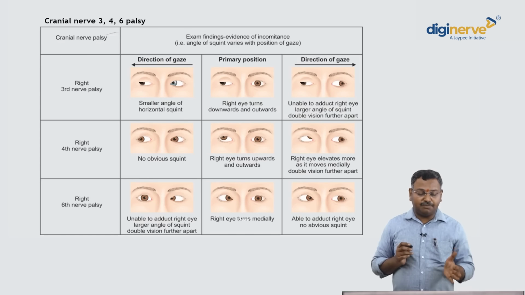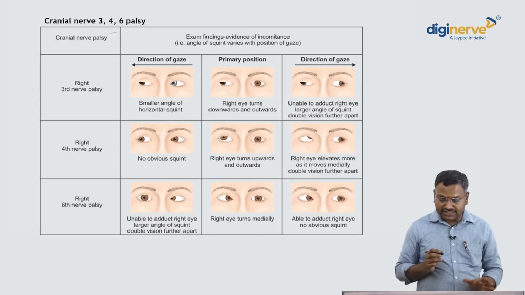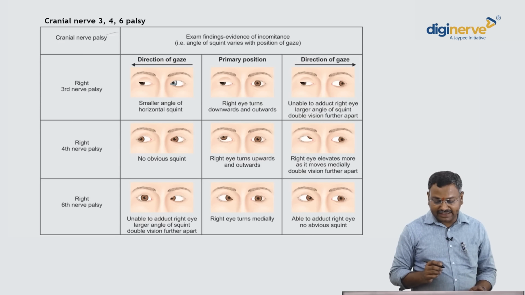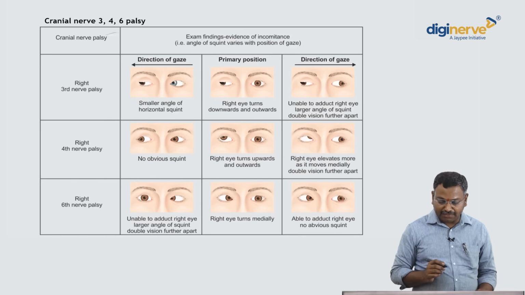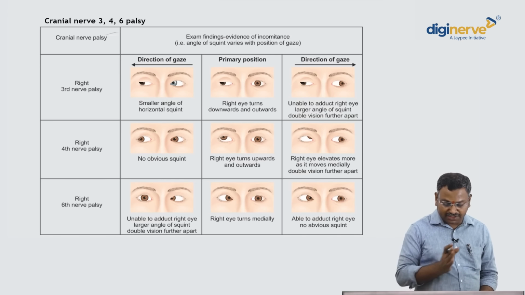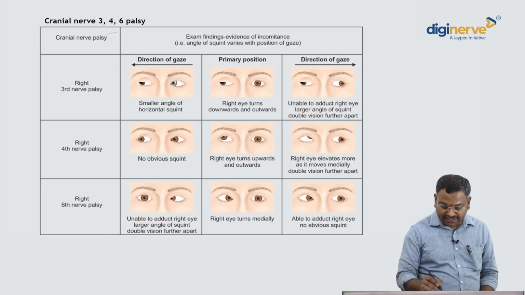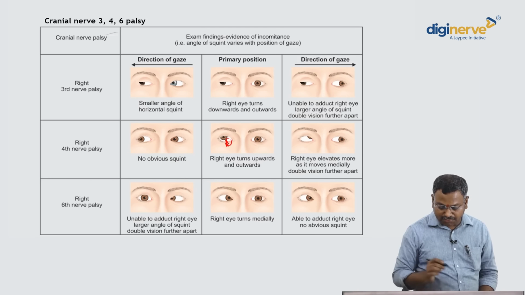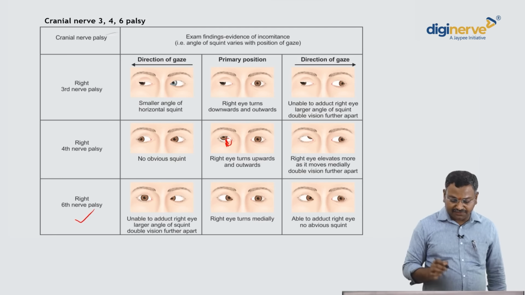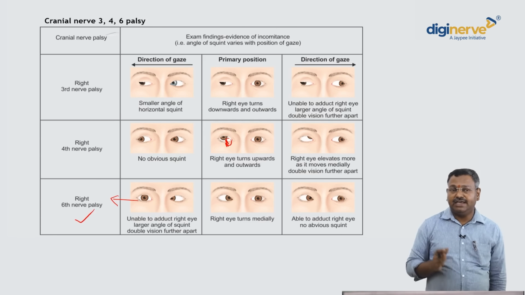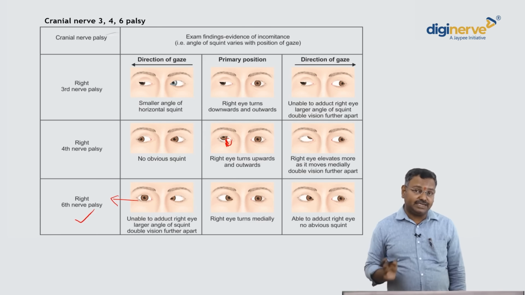If you look at the third nerve palsy, the patient will have ptosis, a dilated pupil, and will be unable to adduct the right eye, with a larger angle of squint and double vision which is further apart. In fourth nerve palsy, you may not have a squint when the patient looks out, but when the patient starts looking inwards they will have a squint. You can see the patient is not able to do this movement and has diplopia. Whereas in sixth nerve palsy, lateral rectus palsy, the patient is not able to look outwards and will have a squint when they attempt to look outwards.